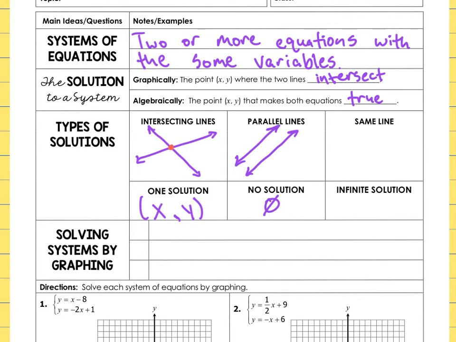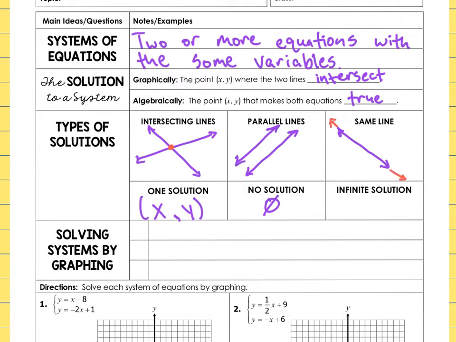Now, suppose that our two equations come out to be the same exact line. Suppose I've got a line going like this. This is my first line. And then for some odd reason, I have another line that just goes right on top of it and is going in the same direction and it's at the same place.